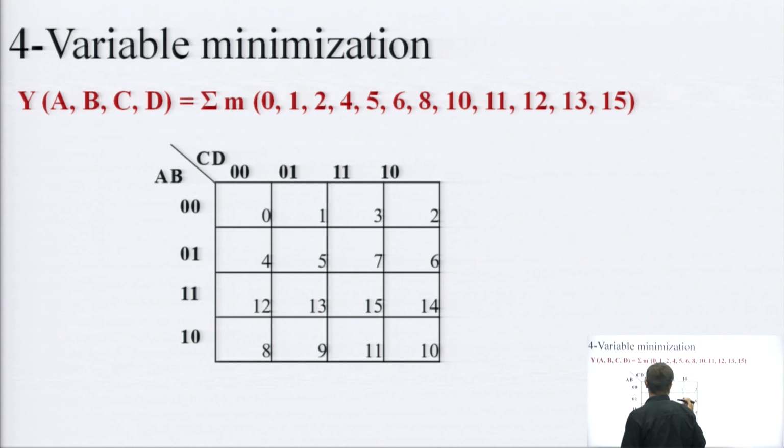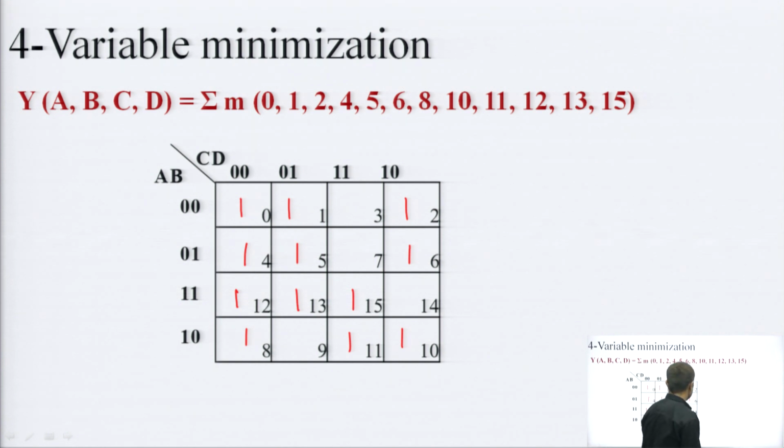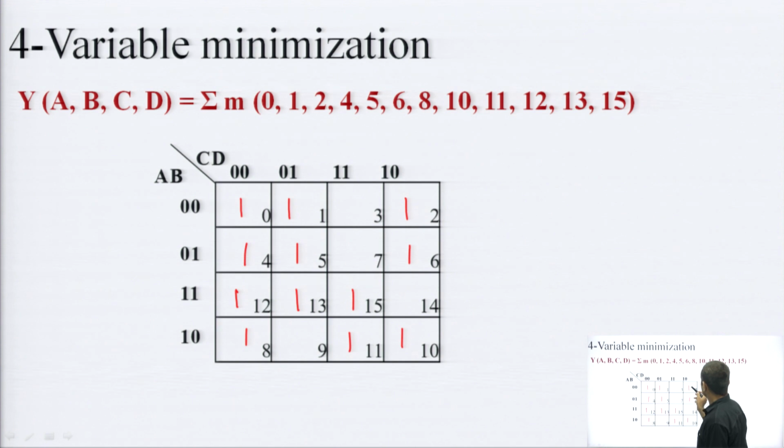There are some minterms provided to me: 0, 1, 2, 4, 5, 6, 8, 10, 11, 12, 13 and 15. So, if we are provided with this, we can check how many possibilities there are. We have to find different possibilities for quads. So, I will be covering quads first. How many quads can be possible? We can start preparing by using this.